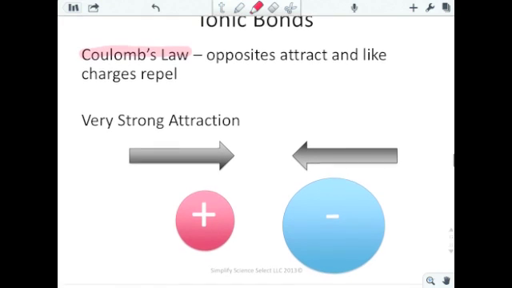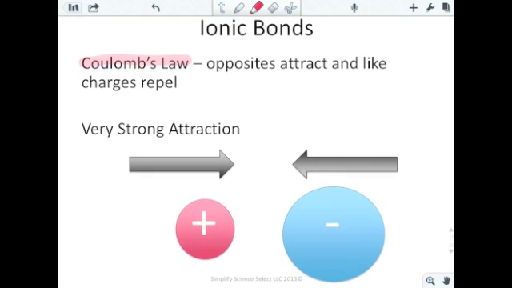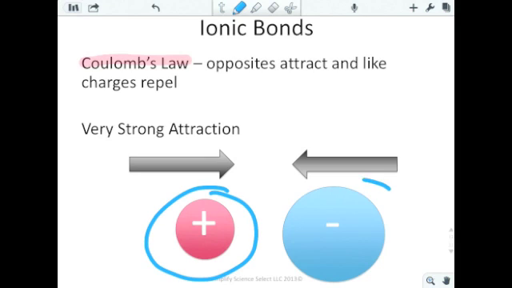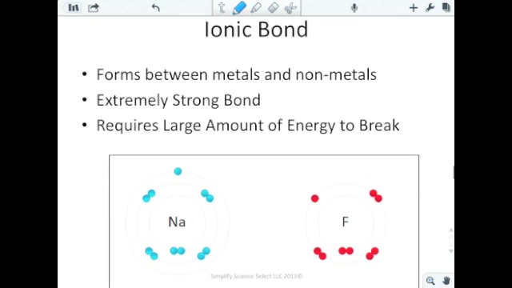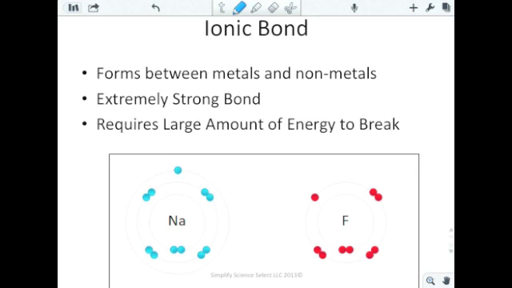And opposite charges, the closer they get together, the more they are attracted to each other. In an ionic bond, you'll have that positive charge from a cation and a negative charge from that anion, and you're going to pull each other really, really close. What this makes is an ionic bond that's very, very strong. An ionic bond forms between metals and nonmetals. It's an extremely strong bond.